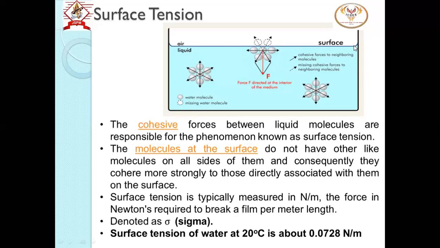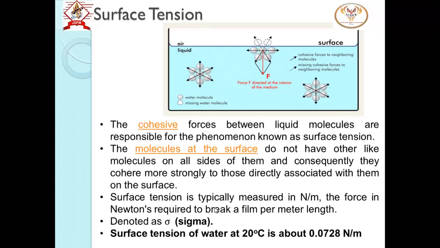So all the molecules which are on the surface always have a pull, and the resultant is a tensile force. Therefore, the surface molecules act as a thin film which is in a tensile form. Because of that tensile nature, a small tension will be developed on the surface. That is called surface tension.